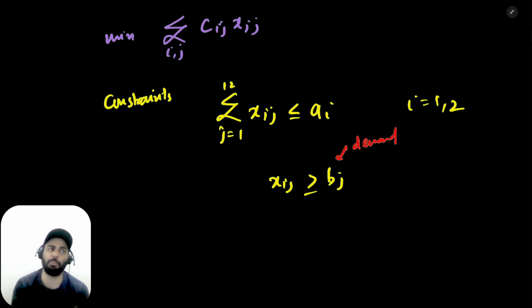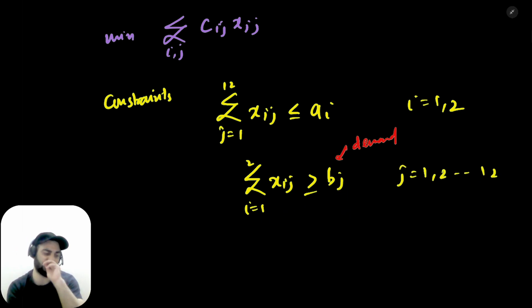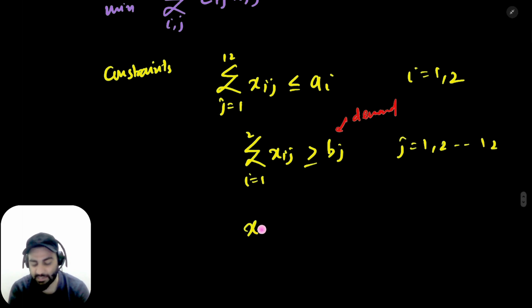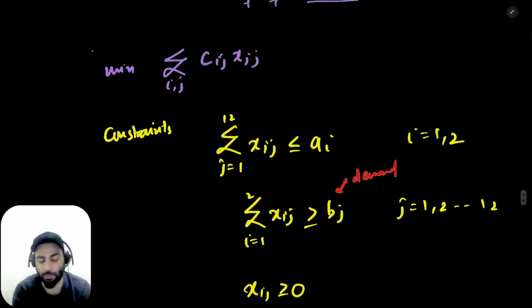So how much should we supply? We should supply more than the demand. If you sum this Xij over i equal to 1 to 2, and j equal to 1, 2 to 12, this should also be satisfied. And the third thing is Xij is greater than or equal to 0. So shipping should be greater than or equal to 0. Now you have to minimize this. These are the constraints, and this is our objective function.